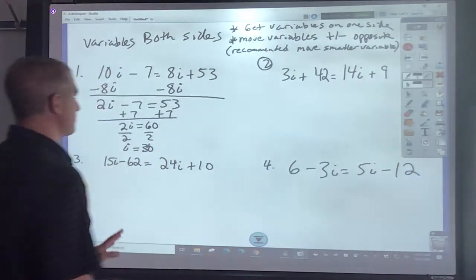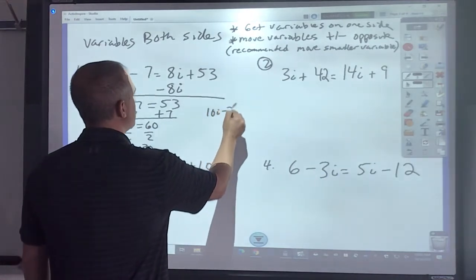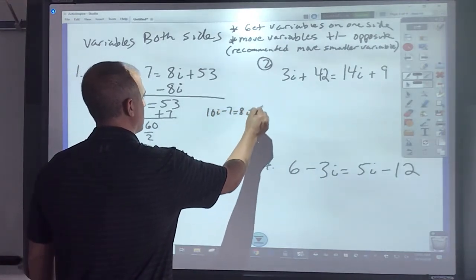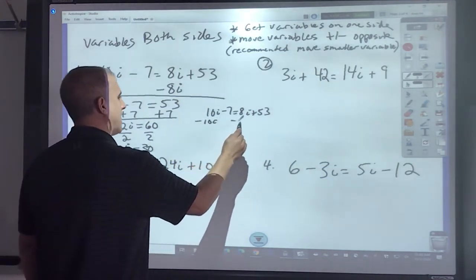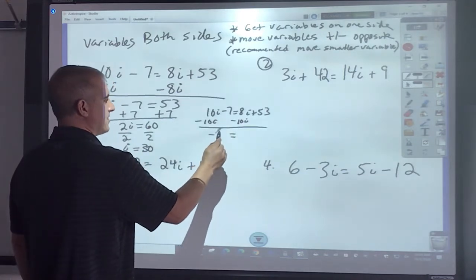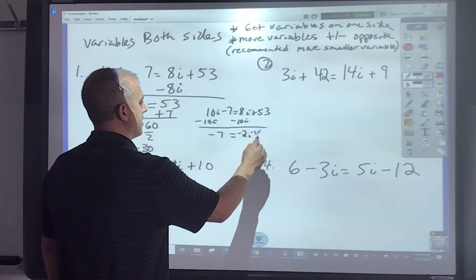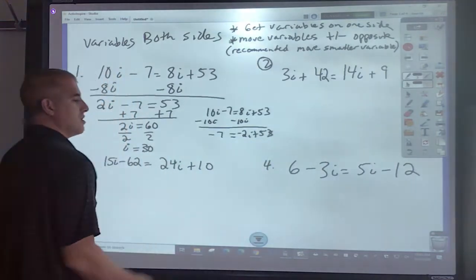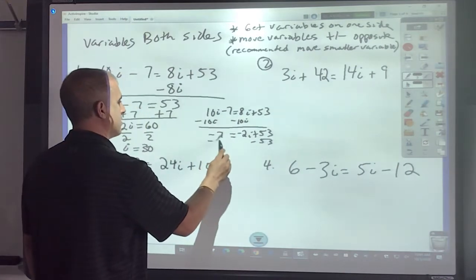Now, if I wanted to do it the other way, someone say, Mr. Evans, could I do it the other way? Sure. If you moved the 10i, you would do so through subtraction. And then what you have left over is negative 7. 8 minus 10i would be negative 2i plus 53. You'd have to move the negative 2 or the 53, which I would be subtracting 53.